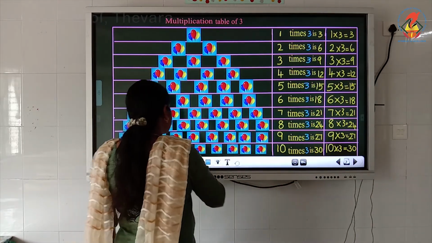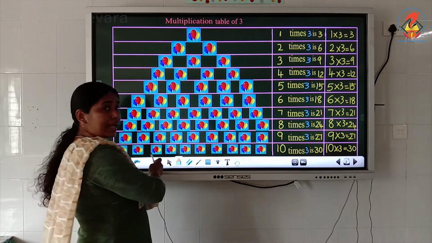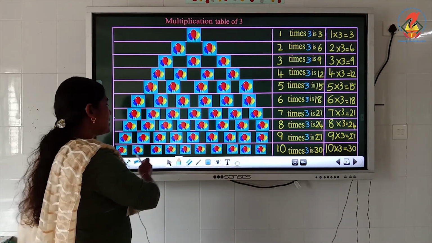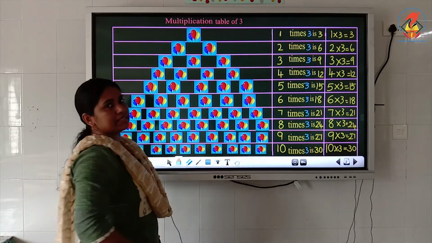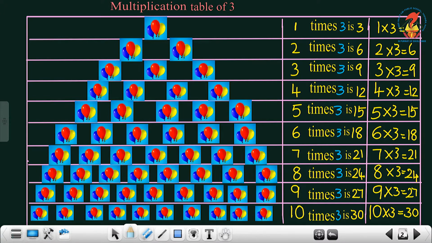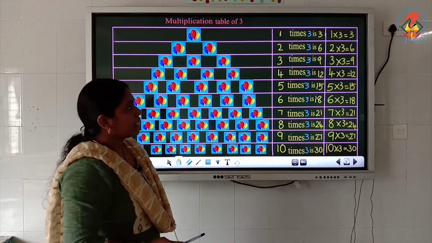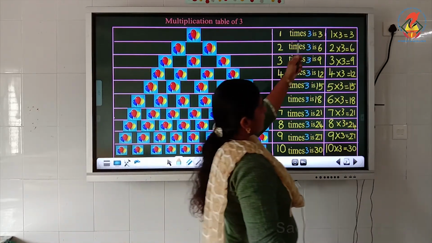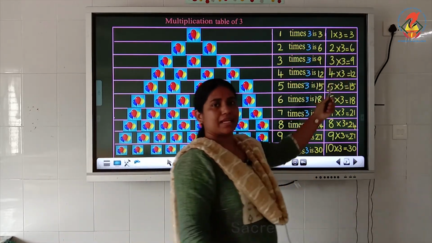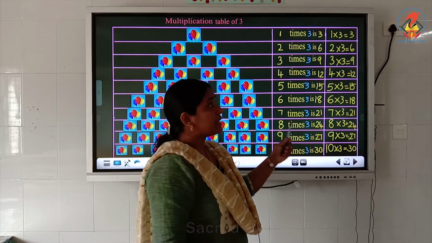And in the last box we can see 10 groups of 3 balloons each. So we can write it as 10 times 3 is 30. Clear? Now we can write this as the multiplication table of 3.